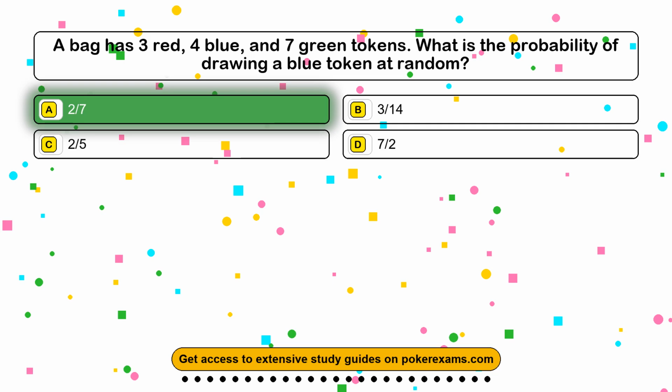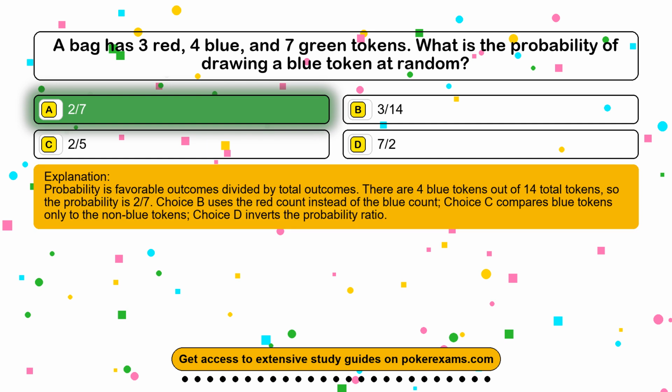The correct answer is option A, 2/7. Probability is favorable outcomes divided by total outcomes. There are 4 blue tokens out of 14 total tokens, so the probability is 2/7. Choice B uses the red count instead of the blue count, choice C compares blue tokens only to the non-blue tokens, choice D inverts the probability ratio.